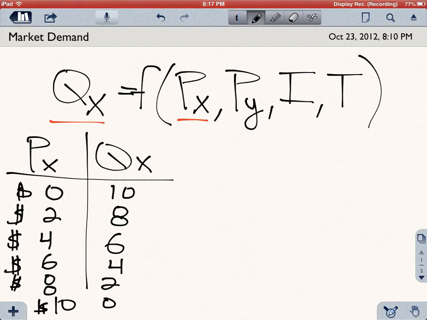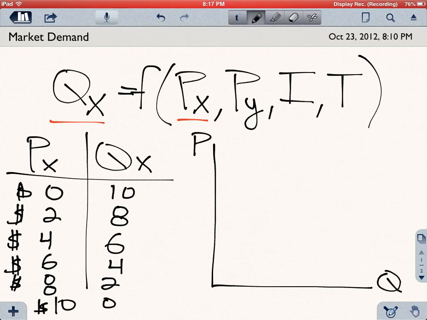And this could be formed in a table, or we can take the same numbers and put them in a graph with quantity on the horizontal axis and price on the vertical axis. And we can just plot the numbers the same way. When the price of tomatoes is 0, you demand 10 tomatoes. When the price of tomatoes is 10, you demand 0 tomatoes. And all the other combinations are in that same line.